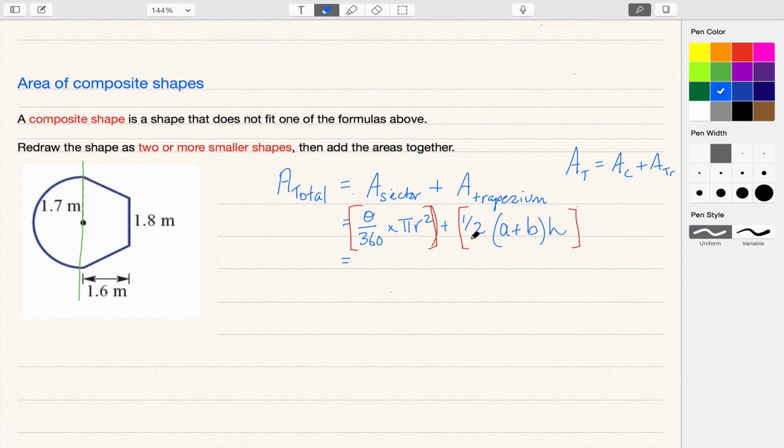Okay, next step is to substitute our values in. Oh, sorry, first of all we need to make sure the units are the same. We've got meters, meters, meters, so that's okay. Now we can substitute. So our theta for this is this internal angle of just the semicircle. So it's going all the way around, it's 180 degrees over 360 times pi times the radius, which is this bit here. I've kind of drawn over it, but there was a dotted line there. So that's the 1.7.